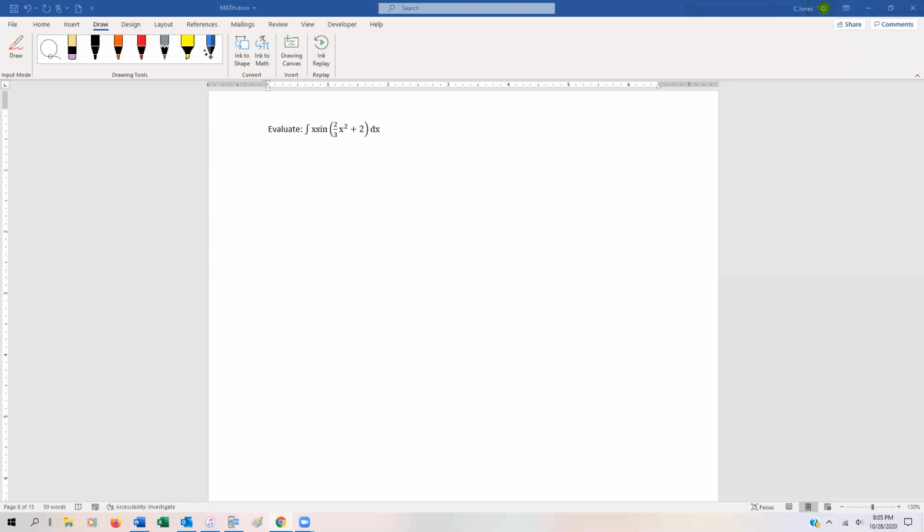Just a few more examples of being able to evaluate an integral using U substitution for indefinite integrals. And then we're going to move on to definite integrals. So we have this x sine of 2/3 x squared plus 2. A pretty obvious substitution would be u equals 2/3 x squared plus 2. And the derivative is going to be our 4/3 x dx.